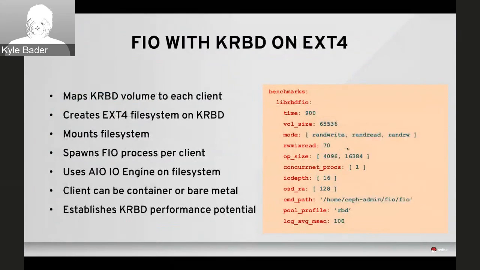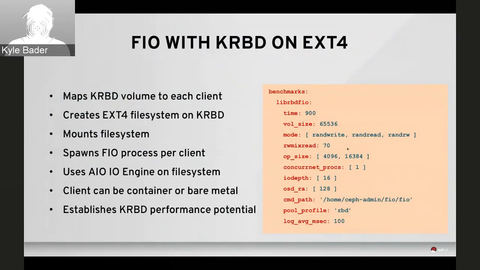There's also FIO to test against KRBD. So CBT is going to PDSH into all the client nodes, create the KRBD volumes, map them to a block device, an RBD block device, and then it'll create an ext4 file system, mount it, and then it'll spawn an FIO process per client, and it'll use the AIO engine to work against files that are created on the file system on KRBD.